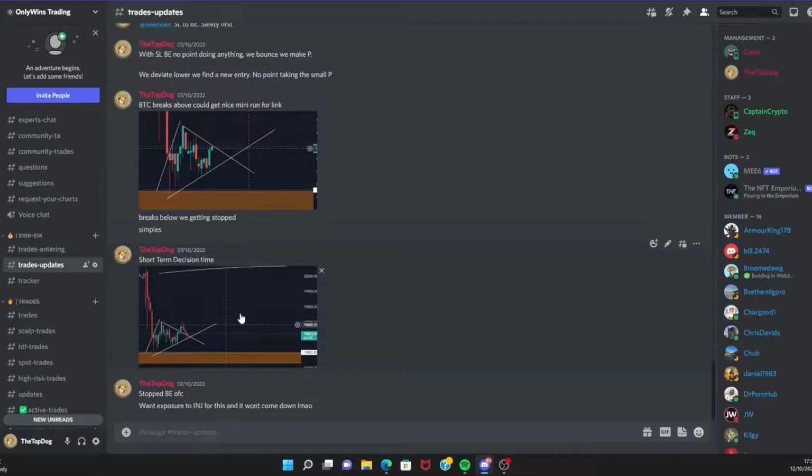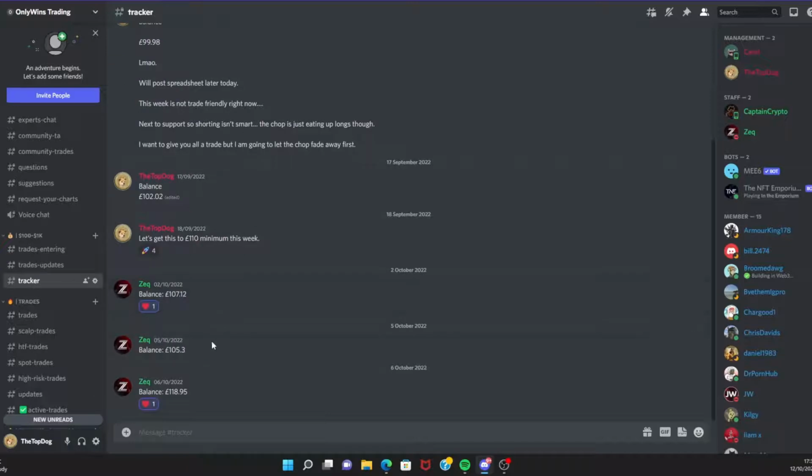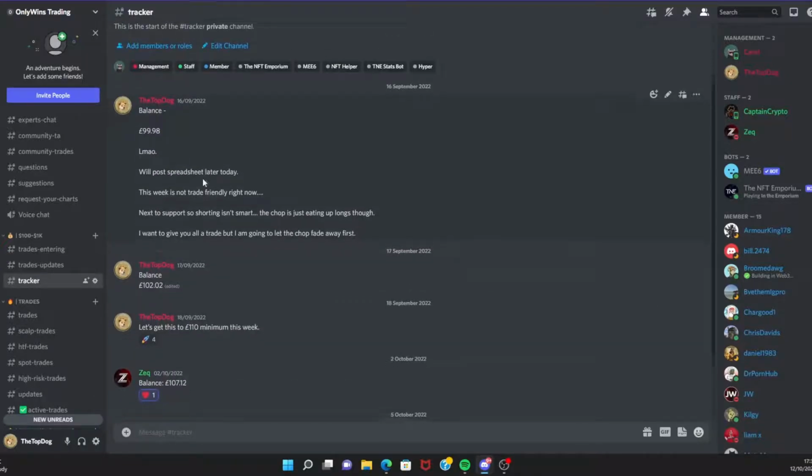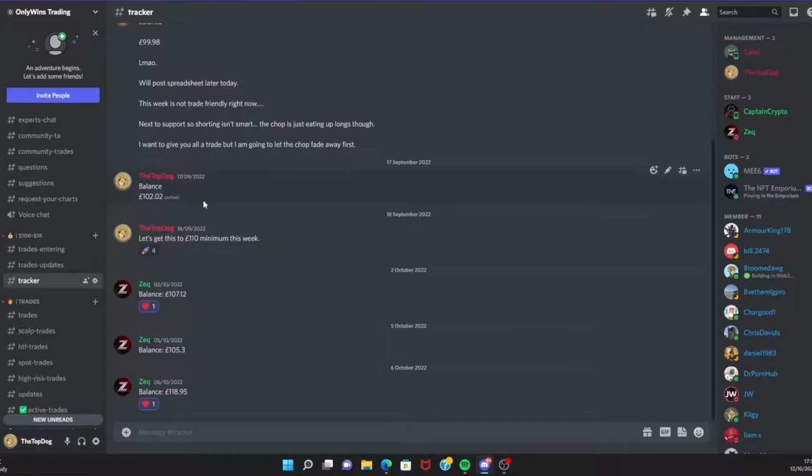Trade updates. Sorry, my mic cut out then. This is where we update trades that we are currently in. Simple as that. And then the tracker is where we keep a log of our trades. So we went down 2p, then we went up £2. Obviously it's spot and it's £100 and we're trying to trade our way up: 110, 107, back to 105, up to 118 or 119 you would say. So currently up nearly 18, 19% in the challenge. And that's as simple as that to take the call.